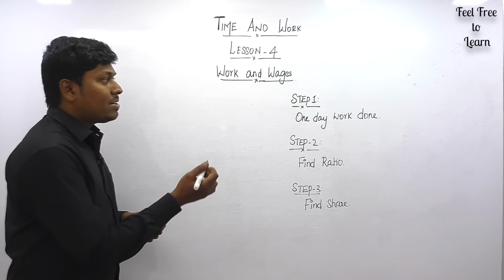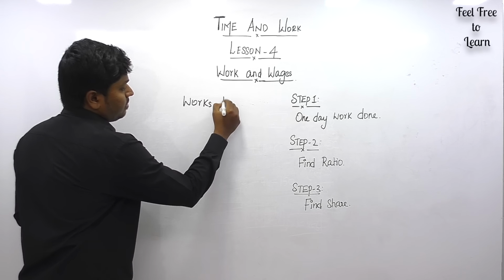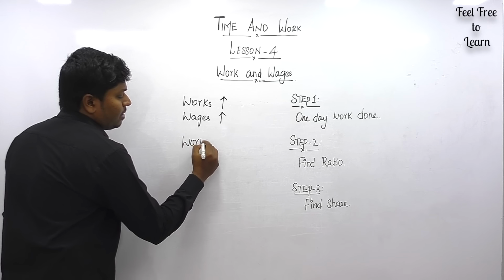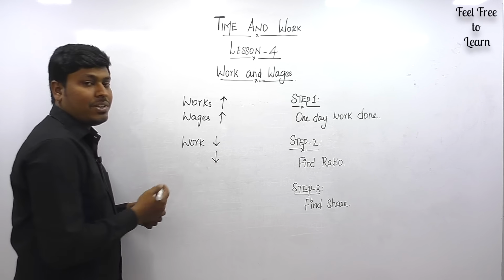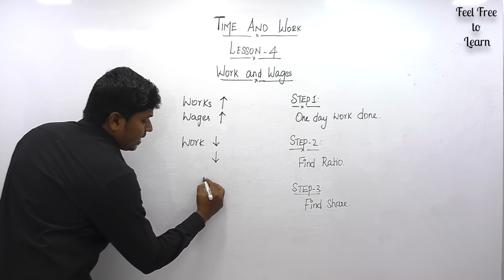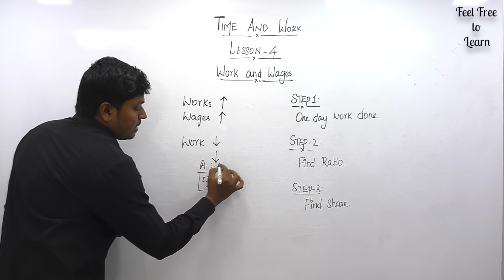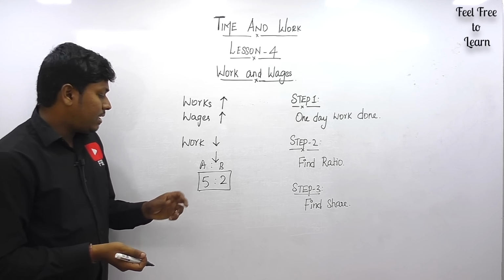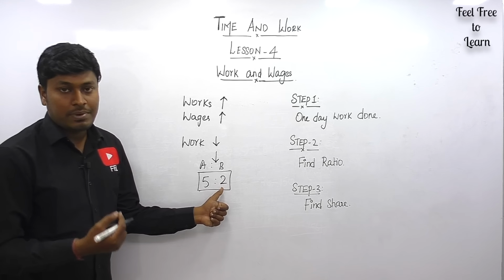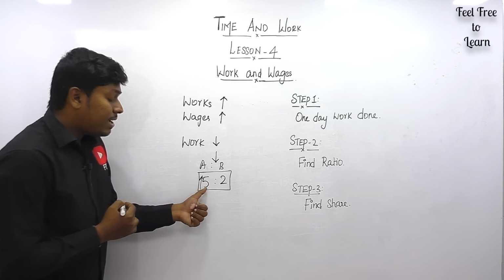Everyone knows the concept of work and wages, right? For example, if a person works more, then his wages will also be high. If the person does less work, then we can say the wage will also be low. This is the basic concept. For example, there are 2 persons, A and B, working in a ratio of 5:2. A did 5 parts of work and B only 2 parts of work. Who will get the highest wages here? Definitely A will get the highest wages, because A worked 5 parts of work.